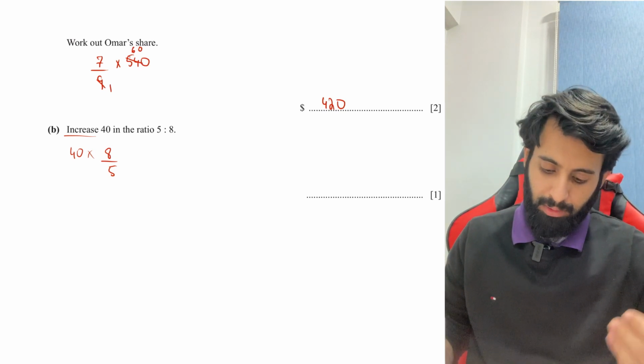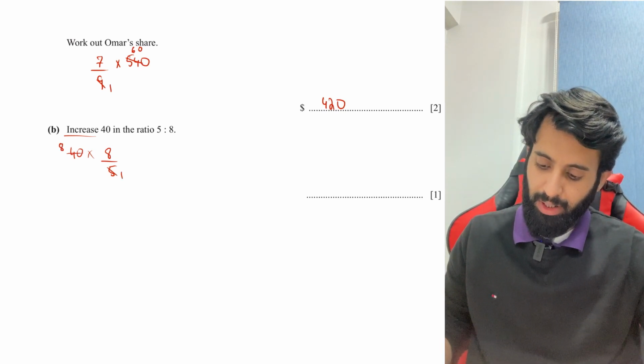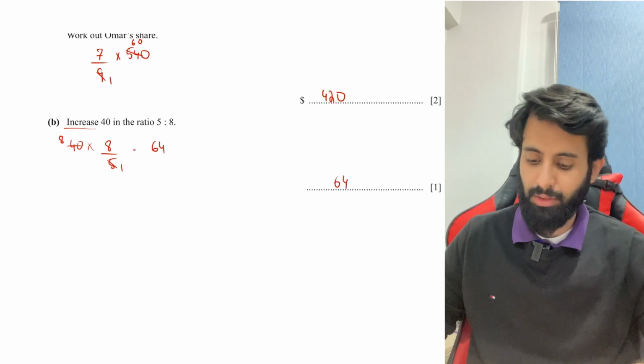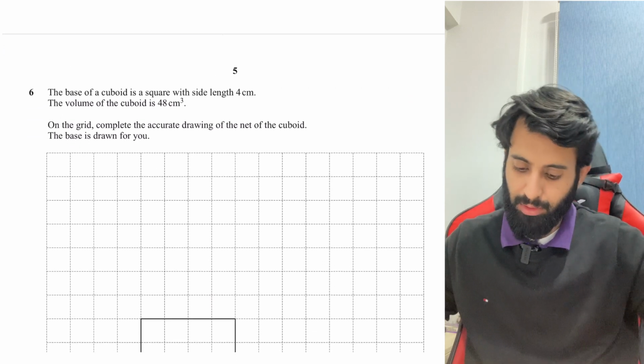Okay, so now you can work this out. 5 ones are 5, 5 eights are 40. Yeah, 8 times 8 is 64, and there you go, that's your final answer. Okay, so pretty simple so far.